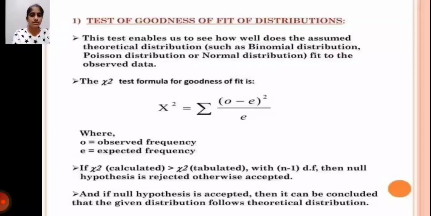This test enables us to see how well the assumed theoretical distribution, such as binomial distribution, Poisson distribution or normal distribution, fits the observed data, where O is observed frequency, E is expected frequency, and if chi-square calculated is smaller than chi-square tabulated with n minus 1 degrees of freedom, then the null hypothesis is accepted, otherwise rejected. And if the null hypothesis is accepted, then it can be concluded that the given distribution follows the theoretical distribution.